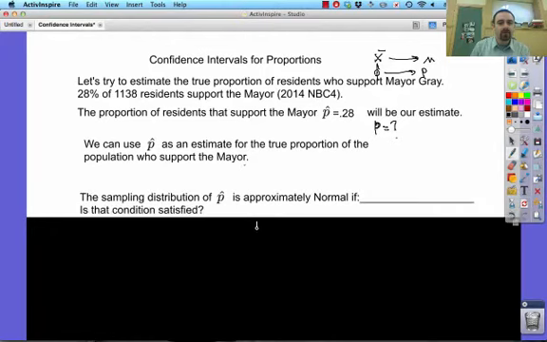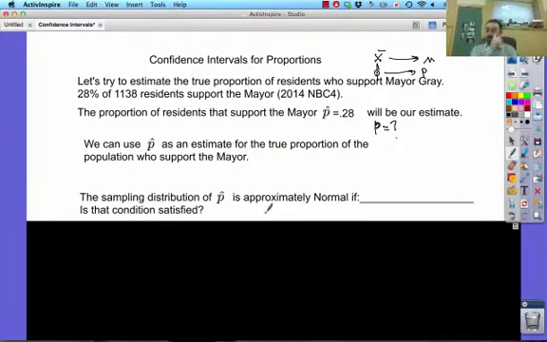Okay, so let's go back to what we know about sampling distributions. The sampling distribution of the sample proportion is approximately normal if, now we've got to be careful here, it's not if n is bigger than 30. That, remember, is only true for means. This is if n times p is bigger than or equal to 10, and n times 1 minus p is bigger than or equal to 10. Okay, the question is, is that condition satisfied?